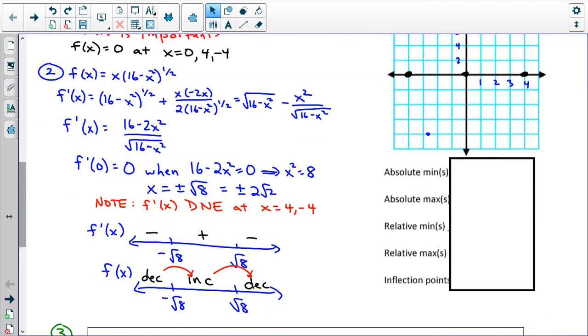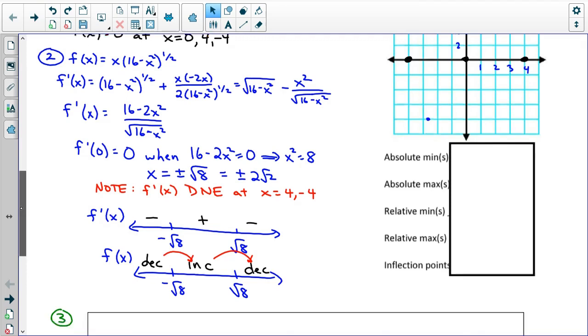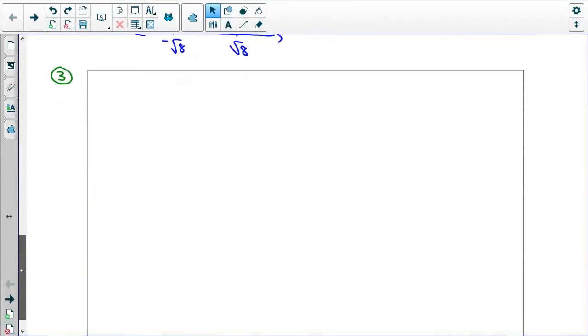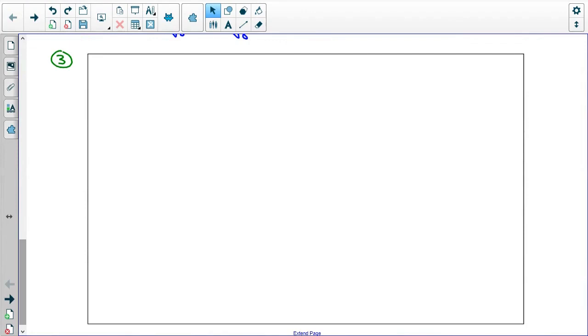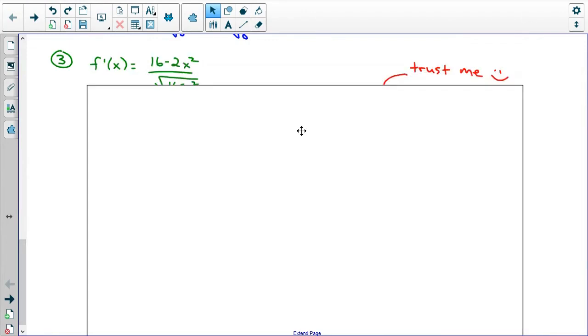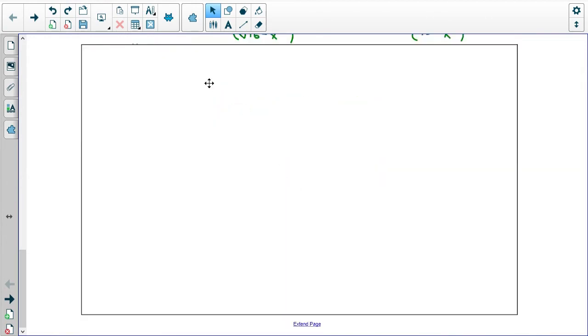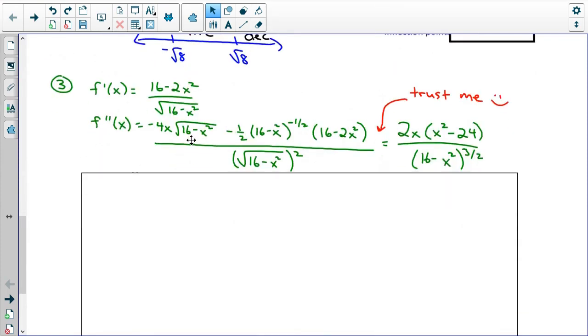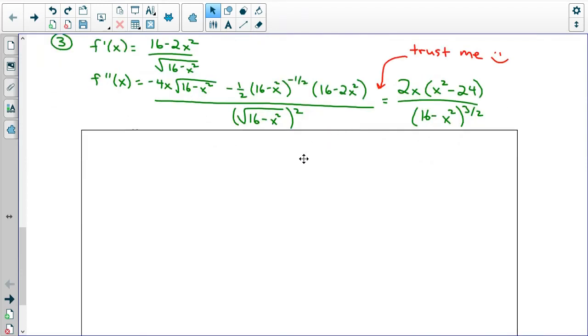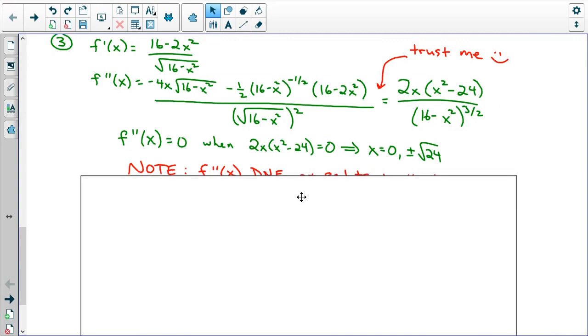So those are going to be relative max and mins that I figure out when I substitute those values in a little bit later. Now, if I look at the second derivative, it takes a lot of calculation, and I'm skipping a lot of it because there's a lot of work, but it ends up being a quotient rule situation with a chain rule involved. So I end up with 2x times x squared minus 24 all over 16 minus x squared to the 3/2. And I hope you just trust me on that one to make sure the video doesn't last forever.